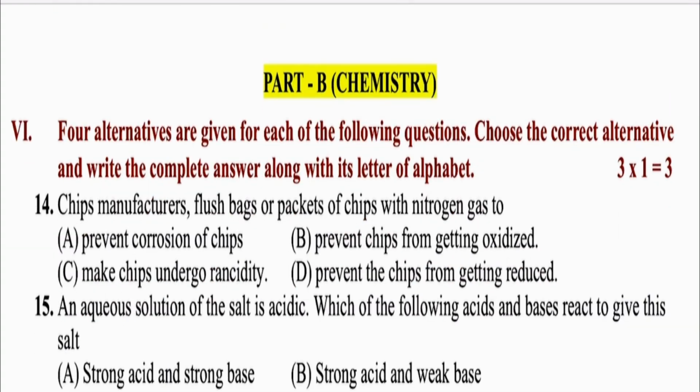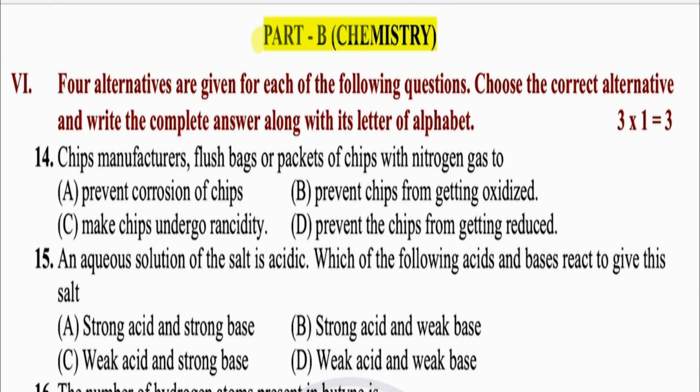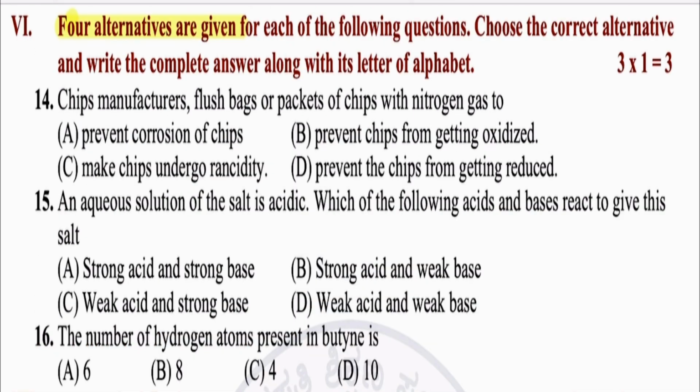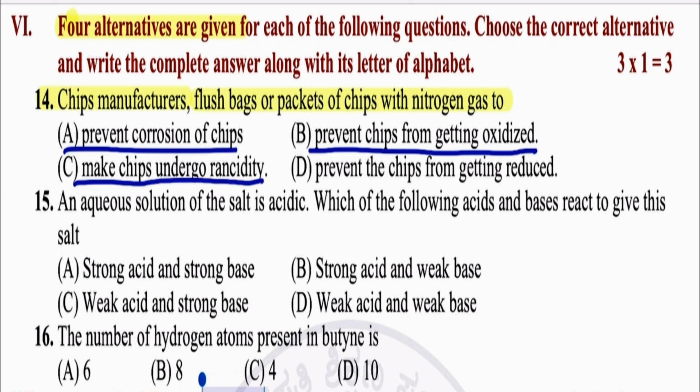Let's go to the next section, part B, chemistry. 6th main, multiple choice questions, and question number 14. Chips manufacturers flush bags or packets of chips with nitrogen gas to: option A, prevent corrosion of chips; option B, prevent chips from getting oxidized; option C, make chips undergo rancidity; or option D, prevent chips from getting reduced. So the correct answer is option B, to prevent chips from getting oxidized.